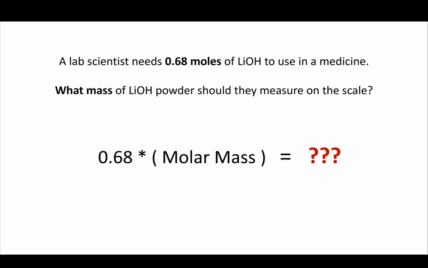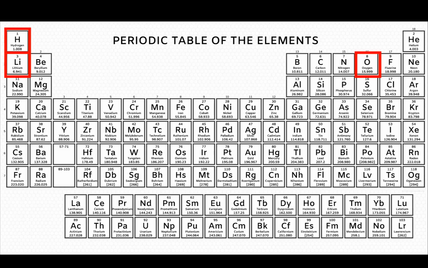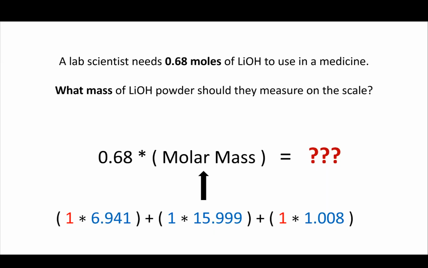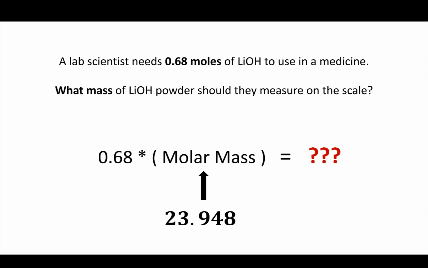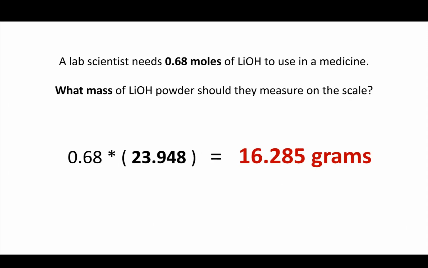We have to figure out the molar mass because the problem does not tell us. This has 1 lithium, 1 oxygen, and 1 hydrogen. So we will take 1 of the mass of lithium plus 1 oxygen plus 1 hydrogen. All those added together is the molar mass. We look it up. Lithium, hydrogen, oxygen. So you plug those numbers in. This ends up being 23.948. You do the multiplication, and you get your answer. 16.285 grams.